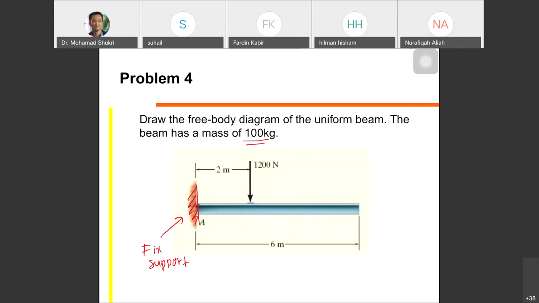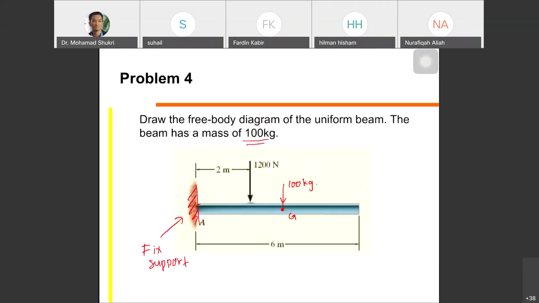So nak letak kat mana mass? Biasanya kita letak dekat, we put the mass at the center of gravity. Let's say this one is your center of gravity. So we put mass here. Kilogram.